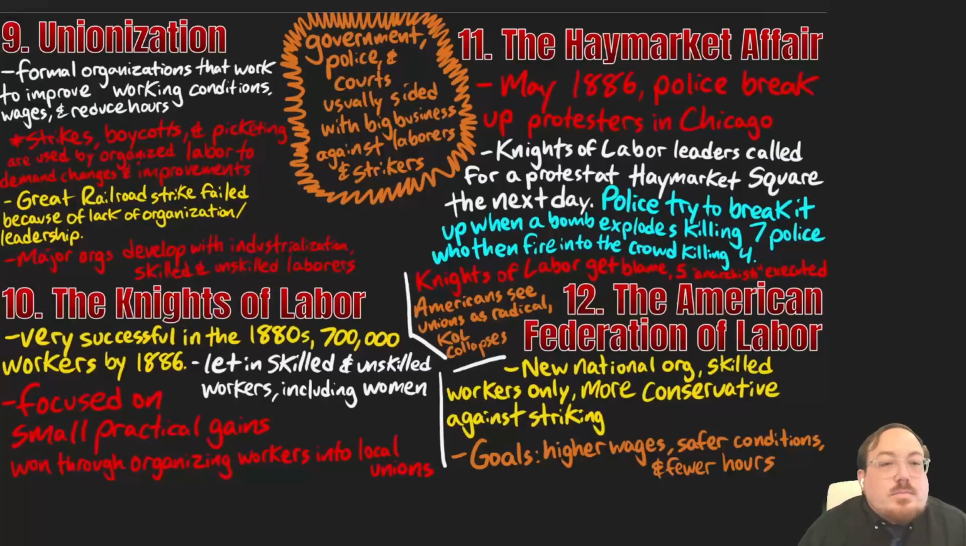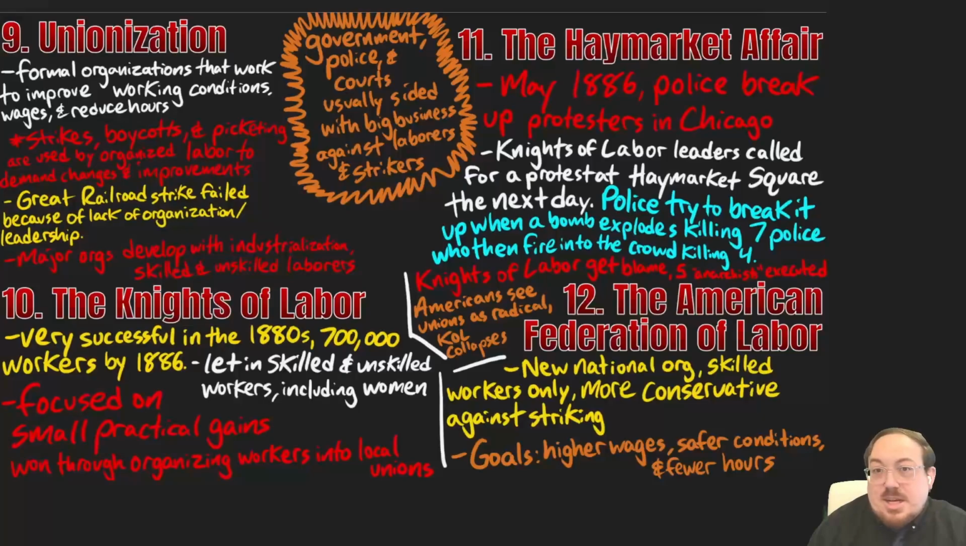One of the reasons that the Great Railroad Strike, as I mentioned before, failed was because there was no leadership. There was no one voice, no one group arguing for better treatment. And because there is no legal protection for unions or laborers, and because the wealthy and powerful use their wealth and power to influence the government, many police and courts and the government will always side with big businesses against laborers and strikers.